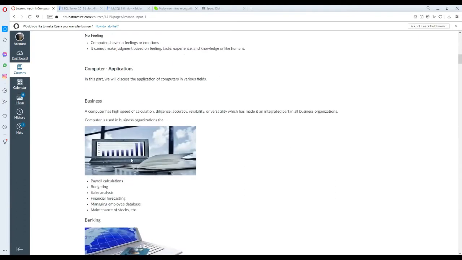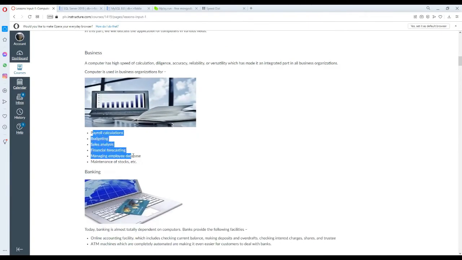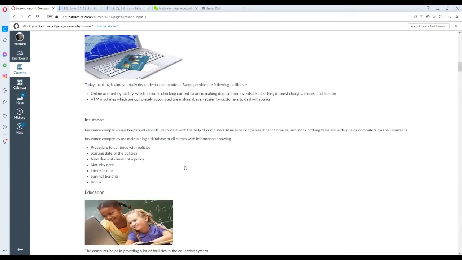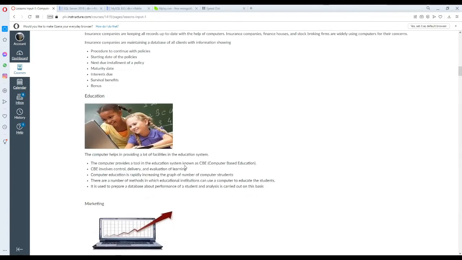Computer applications. They are used for businesses. They have high speed of calculation, diligence, accuracy, reliability, and versatility, perfect for processing business operations. It can also be used for banking, such as online accounting facilities and ATM machines, and for insurance companies, for calculating and processing data with regard to insurance.